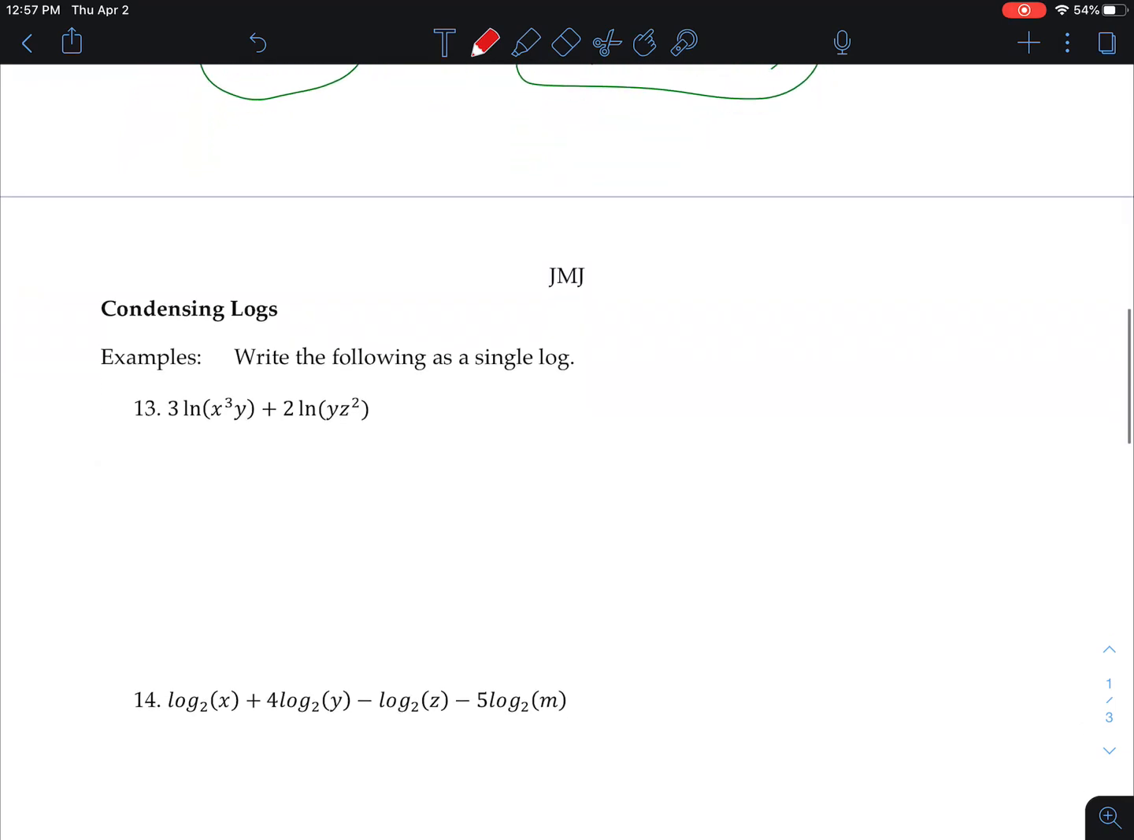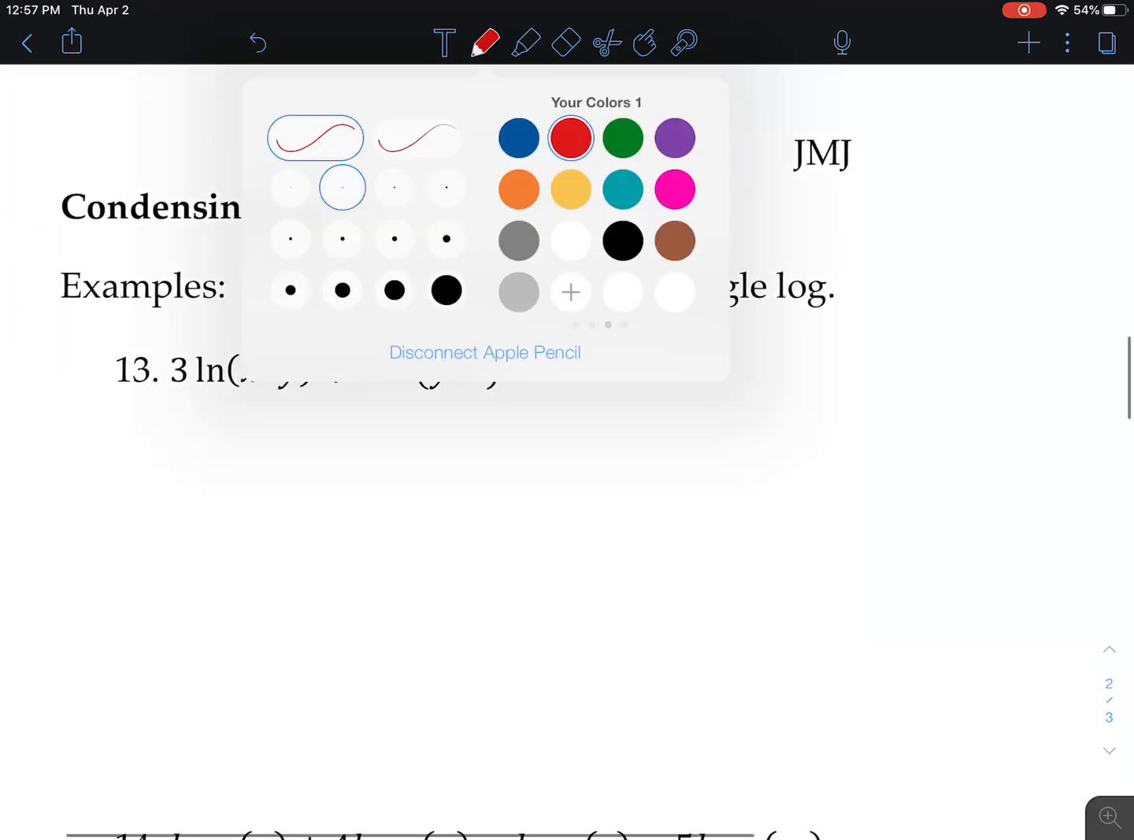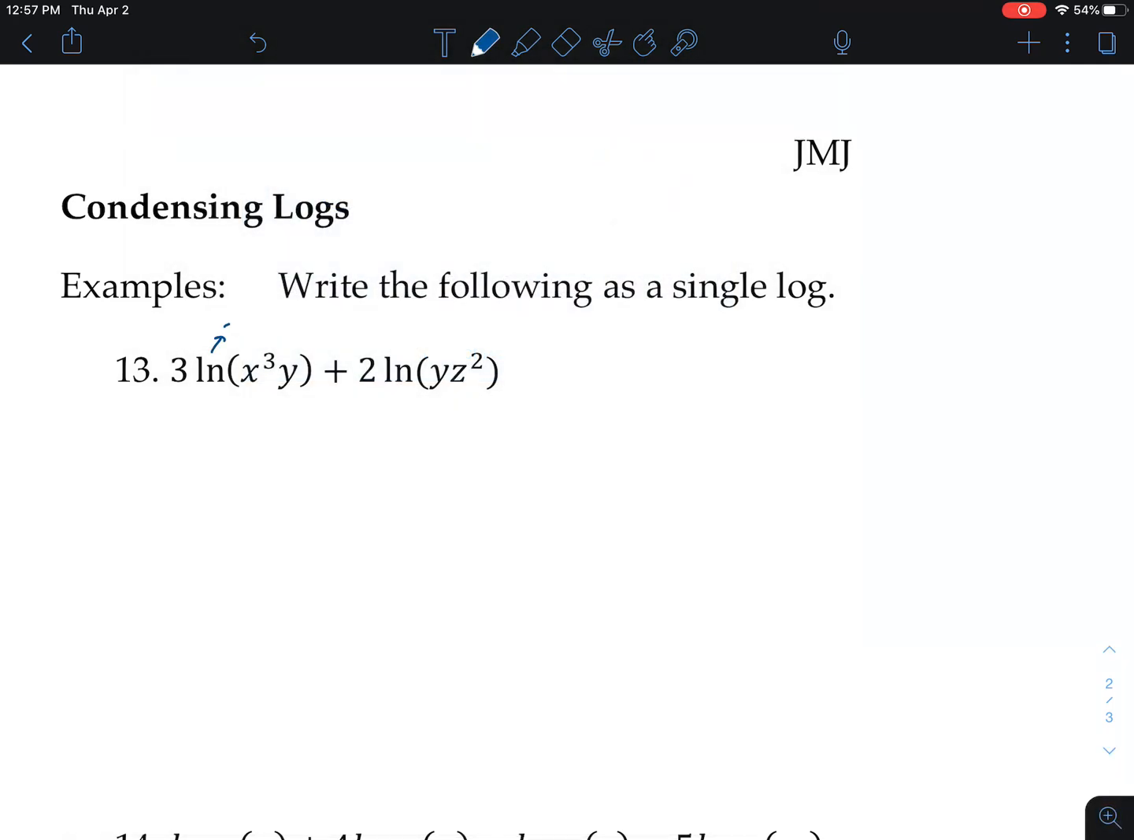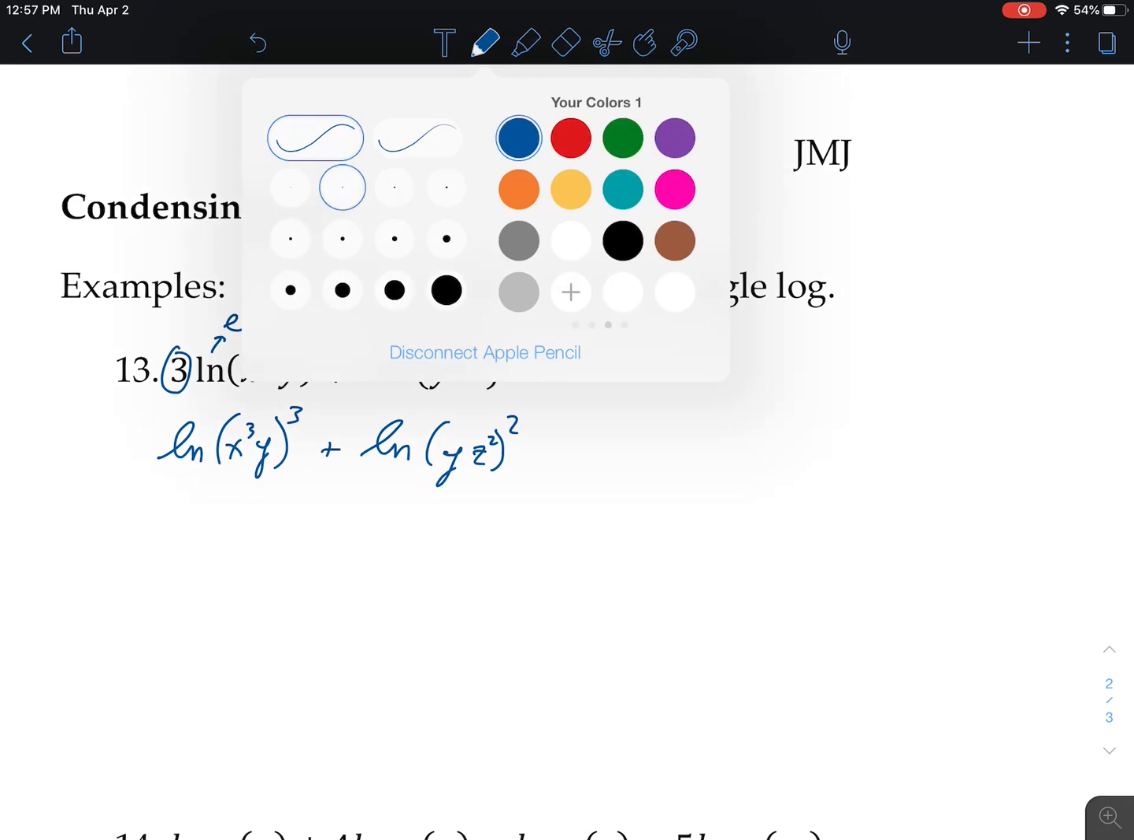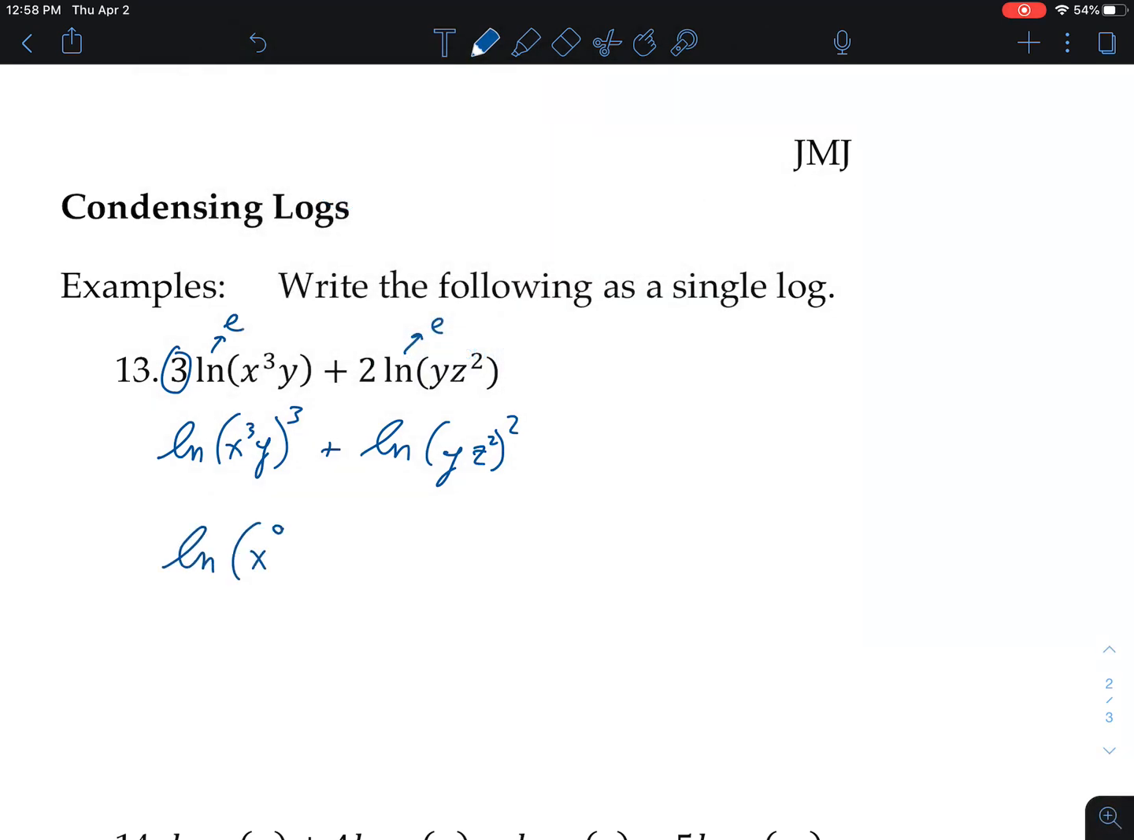Condensing logs, we'll do a couple of these. The one I just did above was kind of the same idea. Natural log, my base is e for both of them. Going backwards, the 3 is an exponent to the whole thing in parentheses, and the 2 is an exponent to the whole thing in parentheses. As we saw in the first trimester, when we have a power raised to a power, we multiply. So we get natural log of x to the 9th, not 6th, y to the 3rd, plus natural log of y squared z to the 4th.